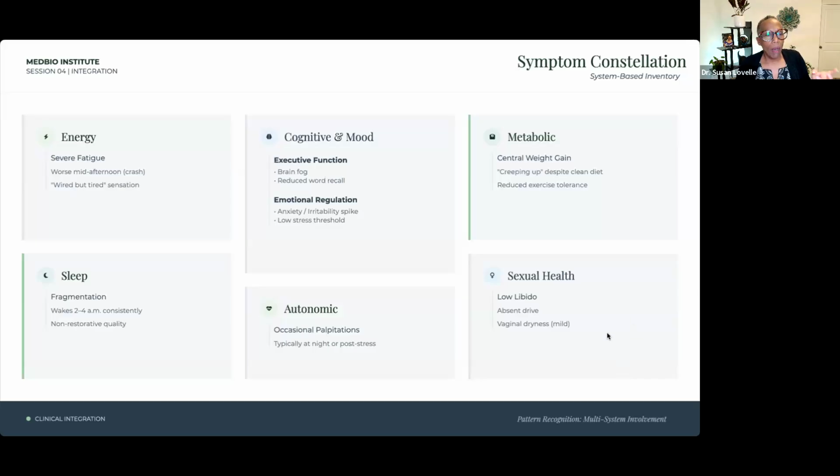All right. Sleep wise, we just talked about the sleep. She doesn't feel good, and she's occasionally getting palpitations.